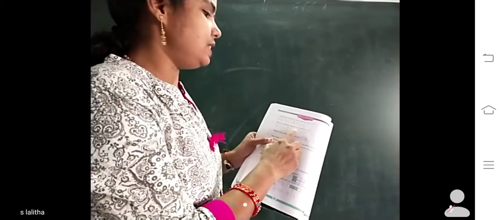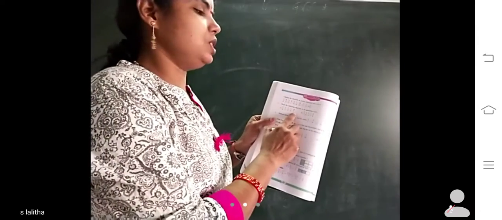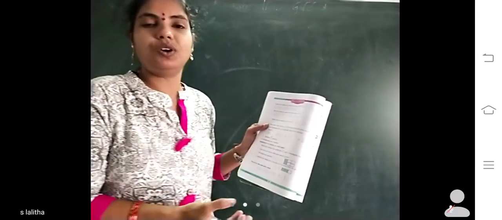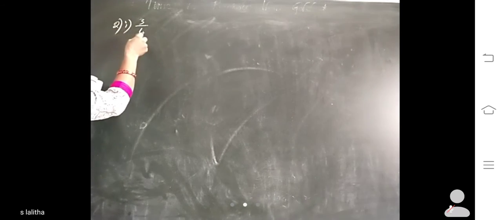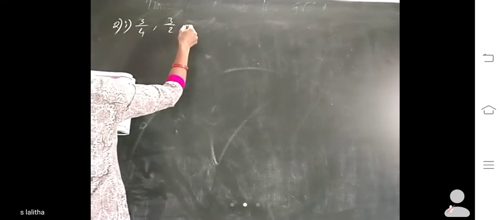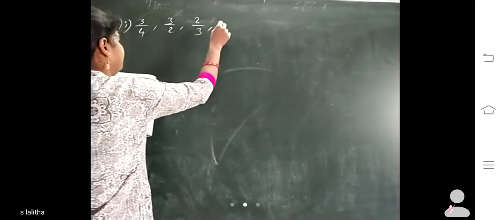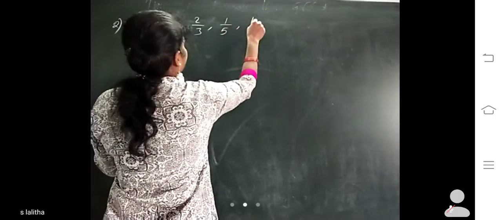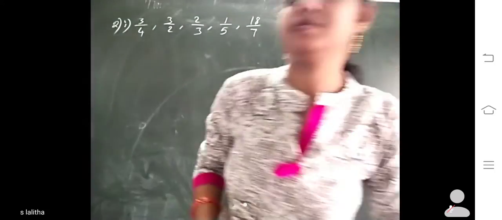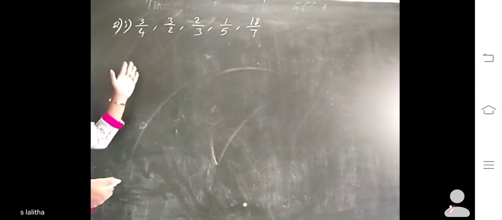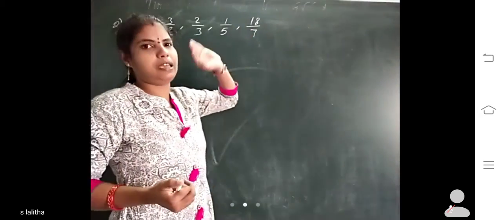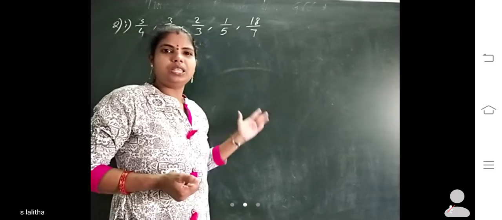Write the following fractions in ascending order. Here some fractions are given: 3 by 4, 3 by 2, 2 by 3, 1 by 5, 18 by 7. You have to write them in ascending order. Ascending order means smallest to biggest. But here the denominators are not the same. All are different, so these are unlike fractions.